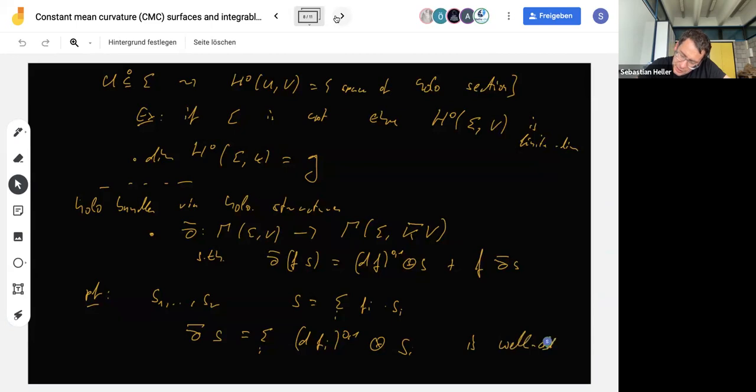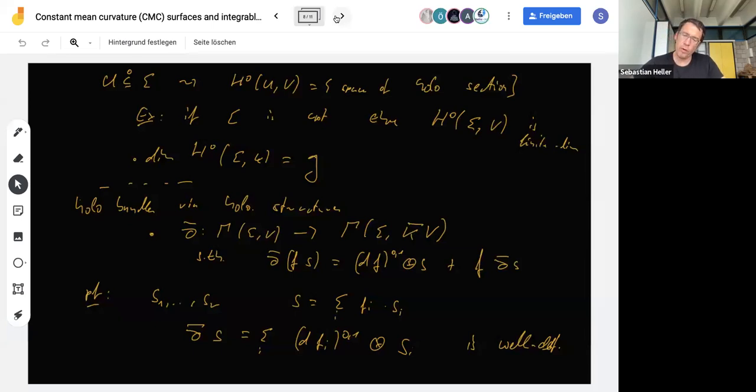So this is just a standard computation in differential geometry, I guess, to compute what comes out if you use a different frame, which is related by the holomorphic cocycle map, and then it directly comes out that you get the same result. So this is globally well defined.